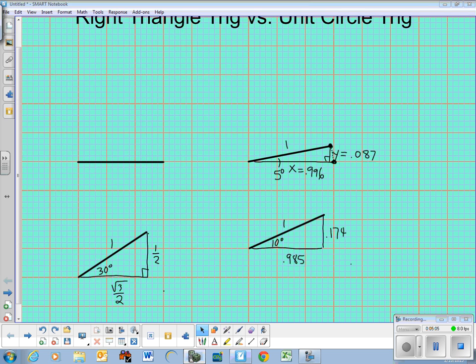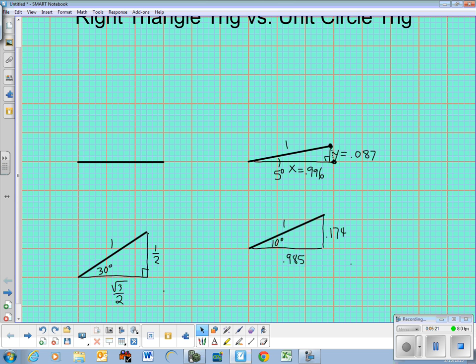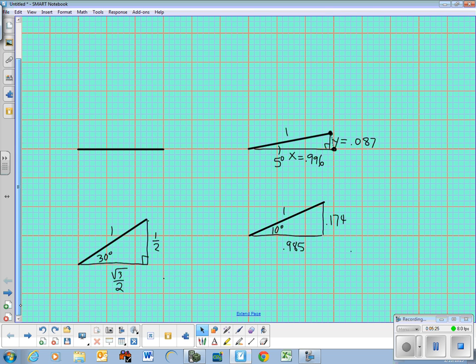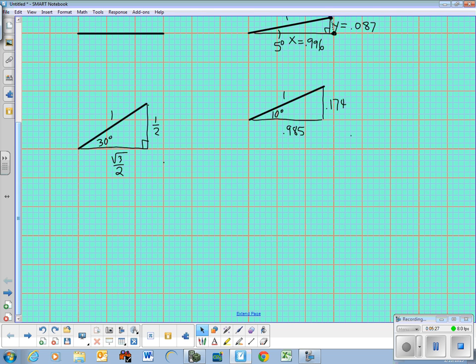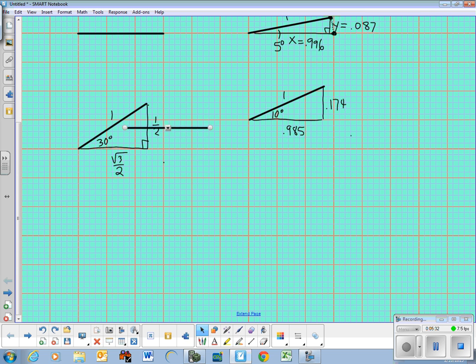If I type those into my calculator, cosine of 30, I don't see that as square root of 3 over 2, but you'll start to recognize that number as the square root of 3 over 2. Same thing, exactly. Okay, so that also is going to happen at 45 and at 60. So let's see what happens at 45.